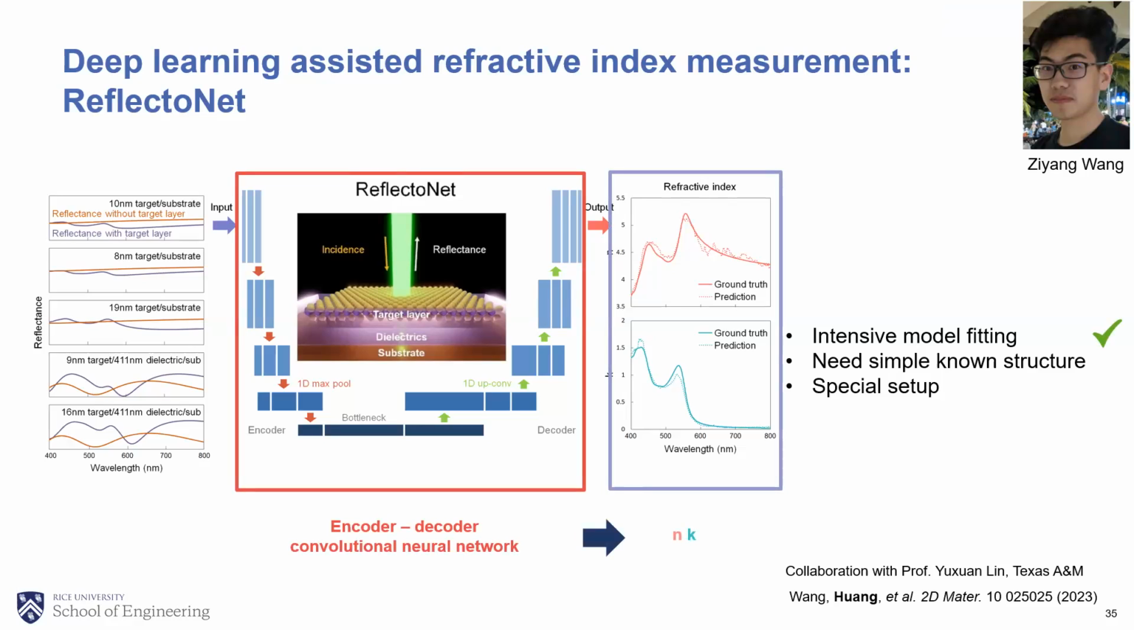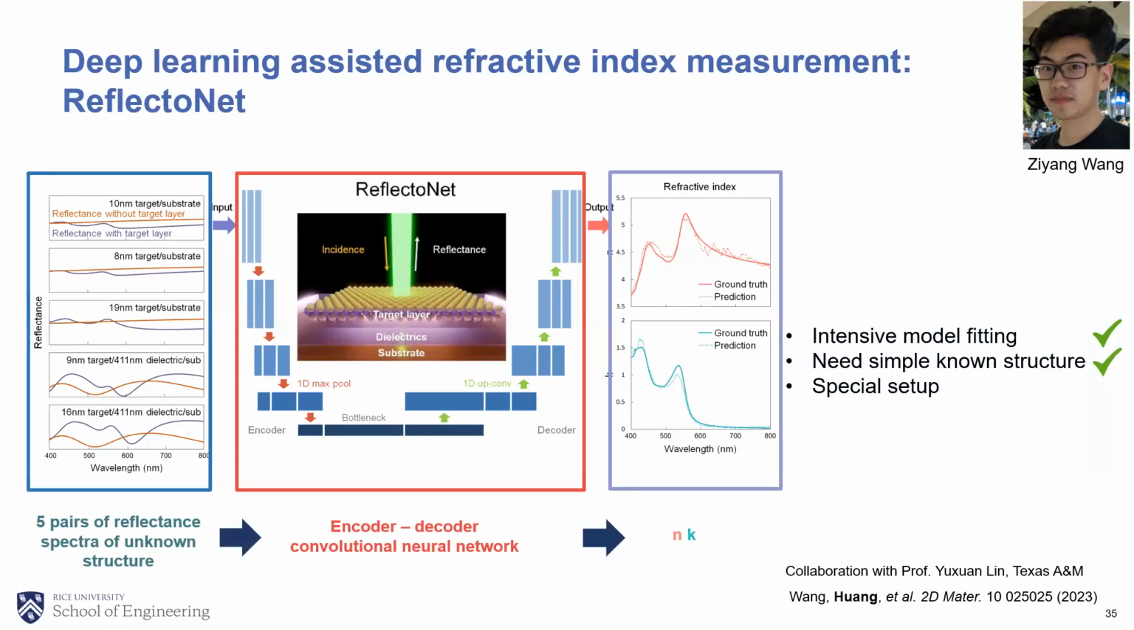So we can see the first challenge for the conventional ellipsometry is actually resolved. In this case, we don't need intensive model fitting, and actually we don't need any model fitting. The output of ReflectorNet is directly N and K.